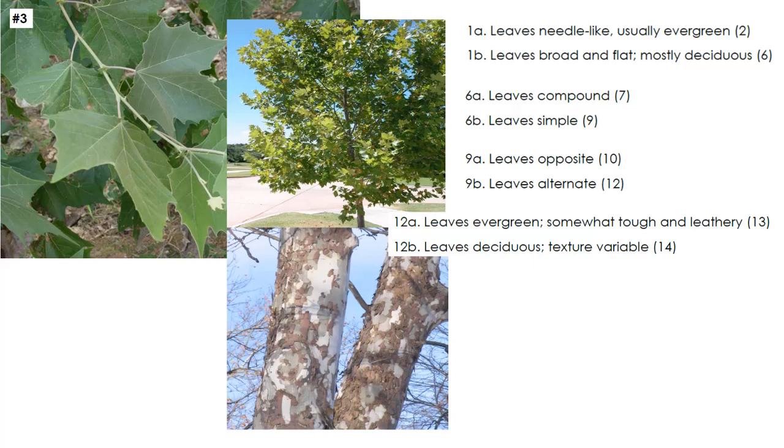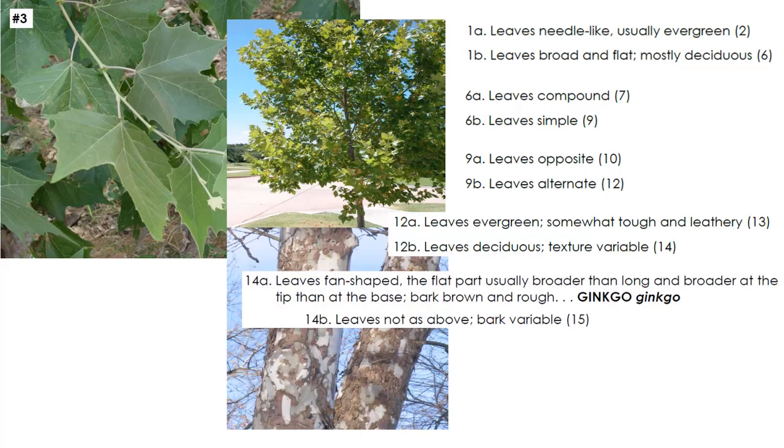Leaf evergreen, somewhat tough and leathery. Well, we already had those, so that's not it. Leaves deciduous, texture variable, go to 14. Leaves fan-shaped, the flat part usually broader than long, and broader at the tip than at the base, dark brown and rough. Yeah, that's not it. Leaves not as above, bark variable.